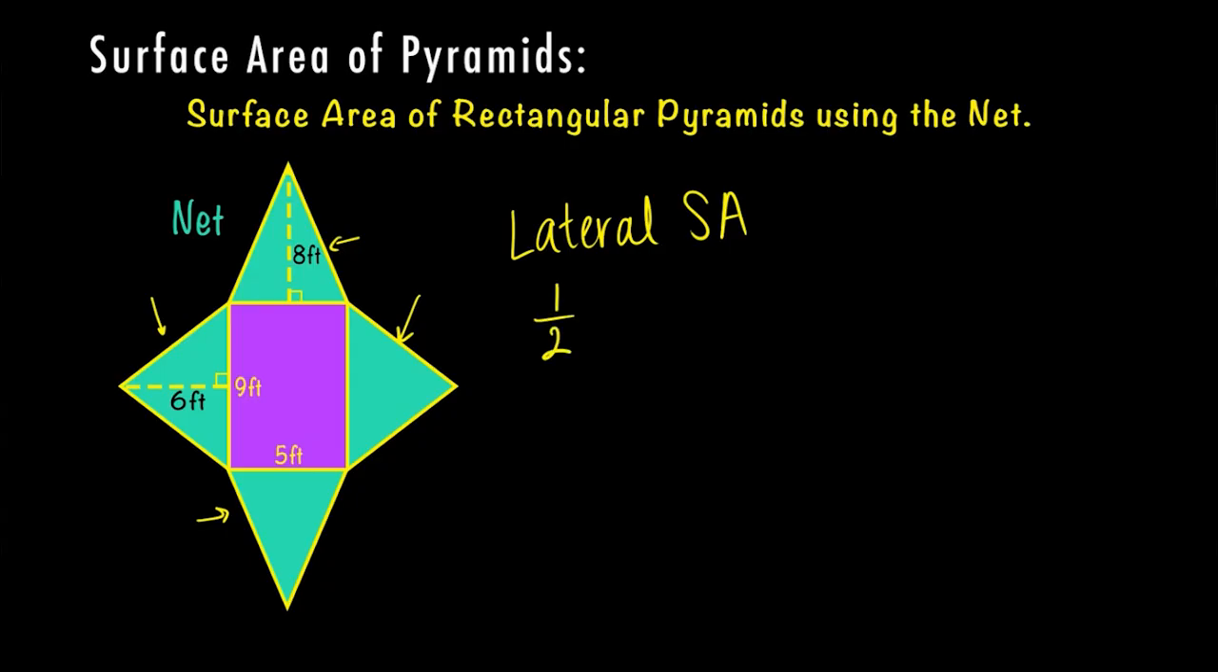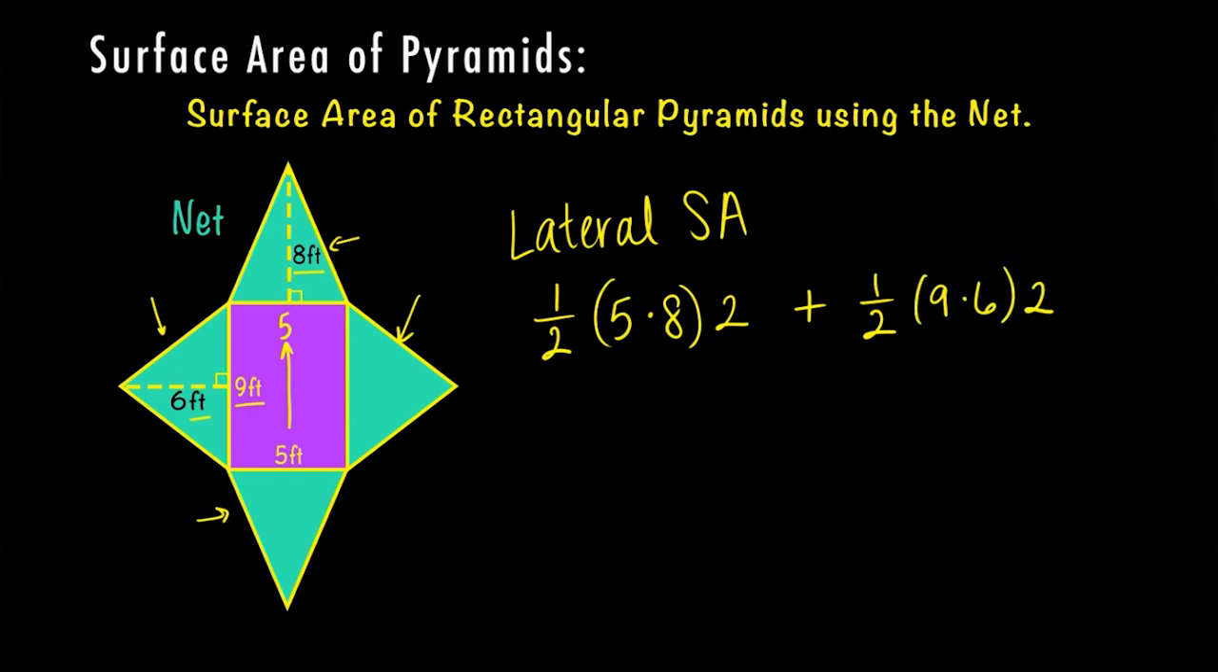I'm going to start here at the top. So this one has a height of 8, and I can see that this side length is 5. So that would be 5 by 8. And I do know that there are 2 of them. Then I'm going to add on the area of the other 2 triangles, which I can see is 9 by 6. And there are 2 of those.